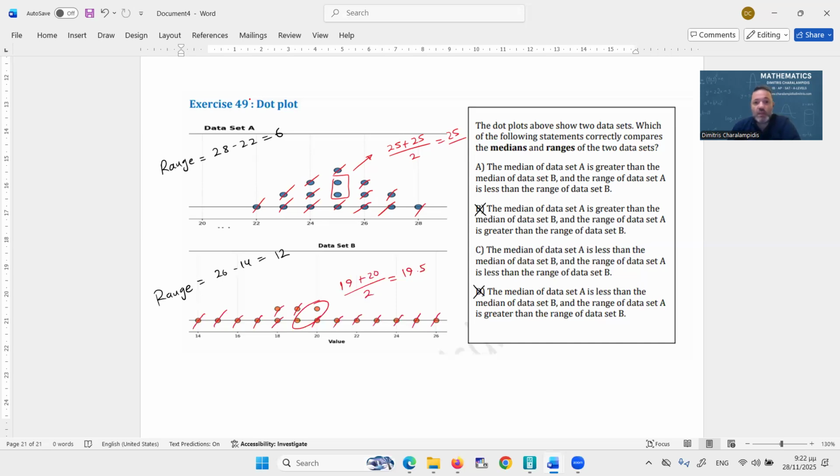So from this, we can see that dataset A's median is greater than the median from dataset B. The median of dataset A is greater than the median of dataset B, so A would be the right choice for this specific exercise.